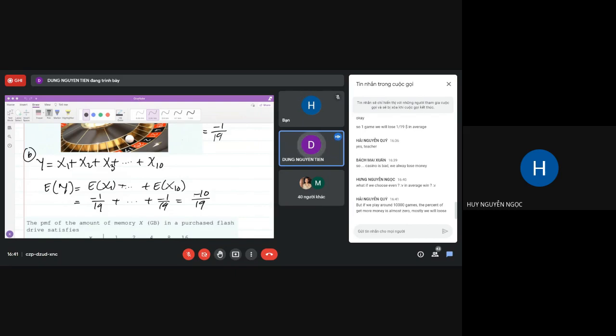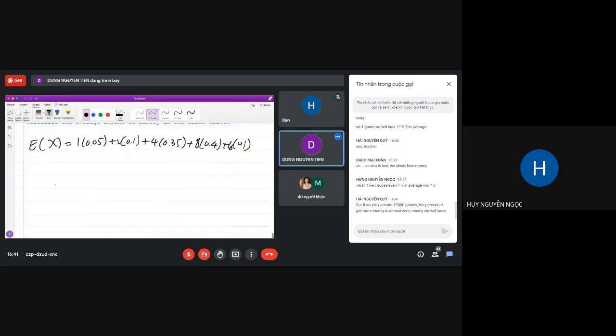The point is, as I already said, the more you play, the more you lose. Suppose that you play several games, like over 10 divided by 10. This can be approximated by the average value of x, which is -1 over 19.